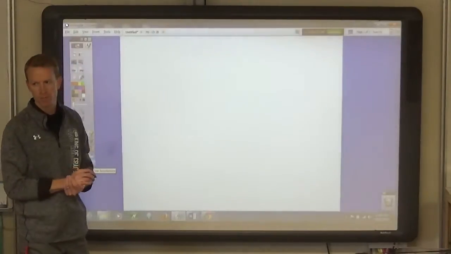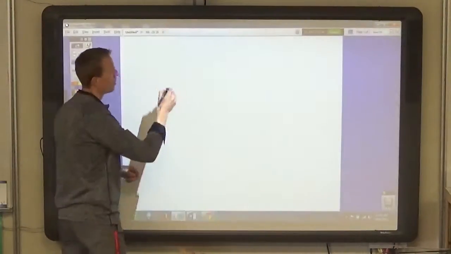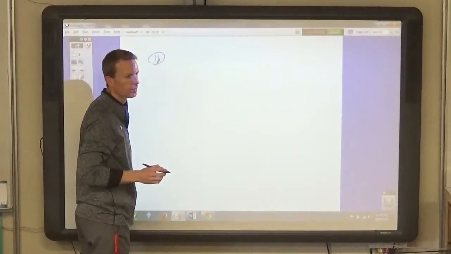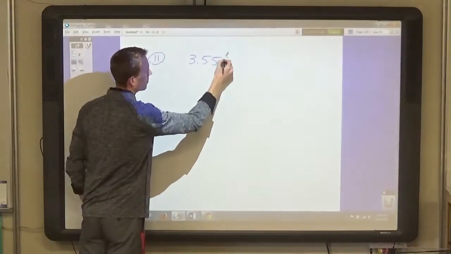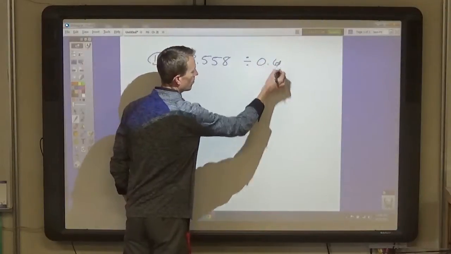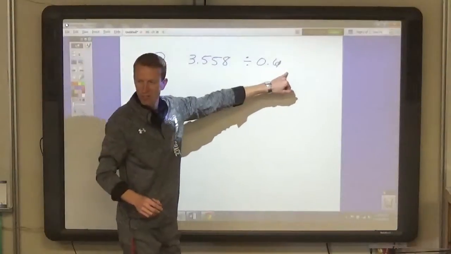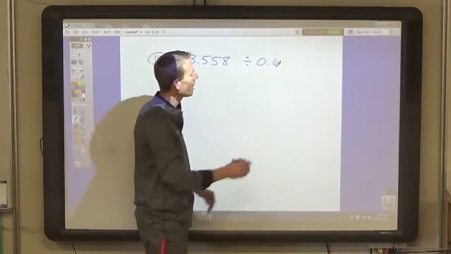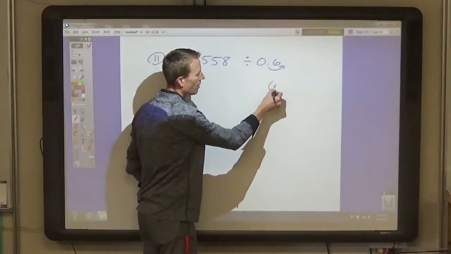Read the problem first, starting with the dividend. Bryce, read the problem. 3.558 divided by 0.6. Good. Now, start with the divisor. Start with the second number. Move the decimal point to the end. Write the new number.